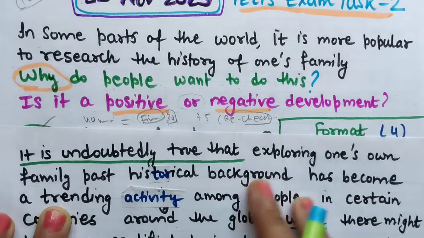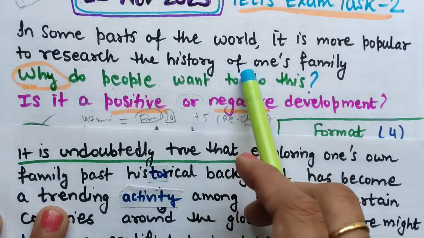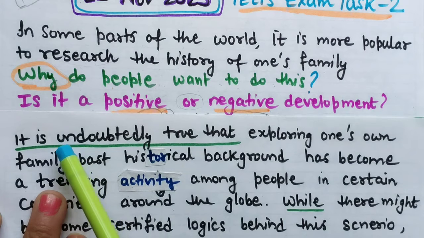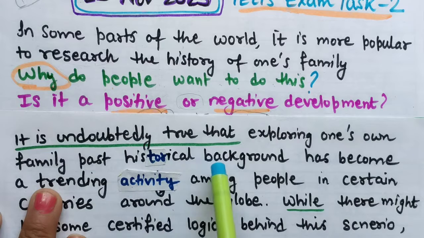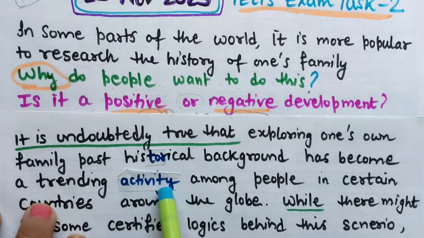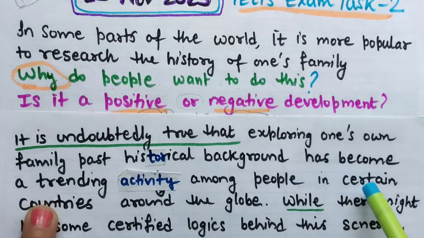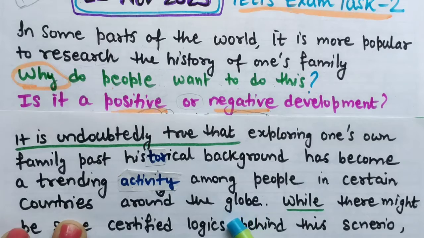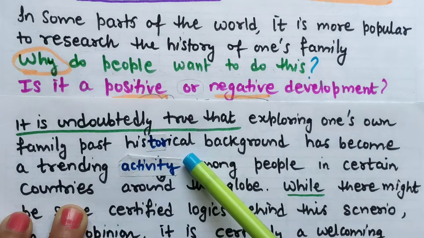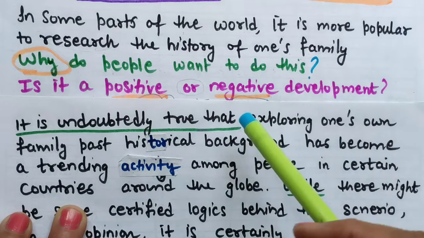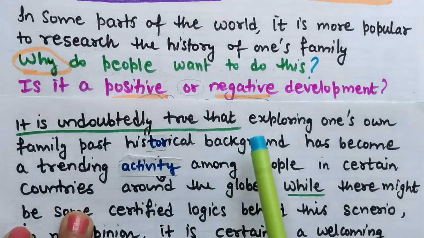Now see, this is the question statement: in some parts of the world it is more popular to research the history of one's family. So I have started with: it is undoubtedly true that exploring one's own family past and historical background has become a trending activity among people in certain countries around the globe. Instead of popular, I have written trending activity. Around the world you can also write. So in the first line I have done paraphrasing without any general sentence, because I was not able to bring out a sentence regarding this topic. That's why I have started with paraphrasing.